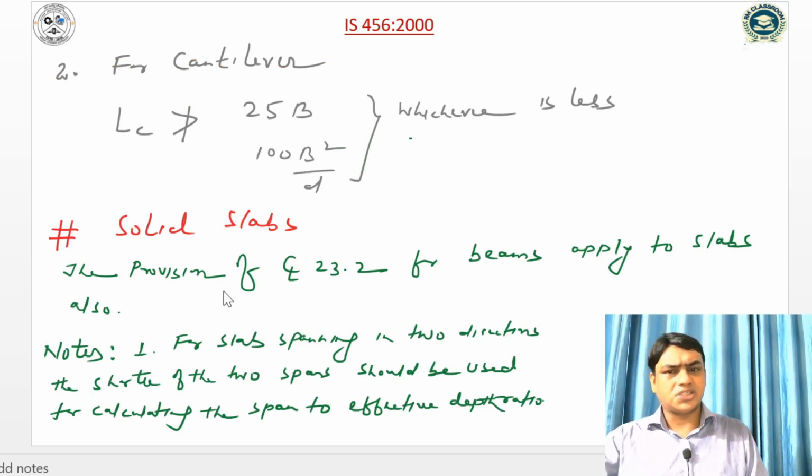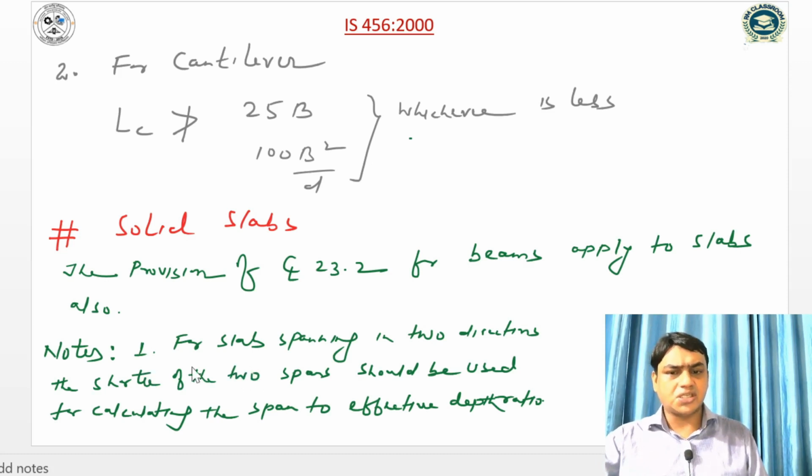For solid slab, the code suggests that the span to effective depth ratio for one-way slab will be the same as the beam. But in case of two-way slab, what is a one-way slab? If our larger span to shorter span ratio is greater than 2, then it is a one-way slab, and if the value is less than 2, then it will be a two-way slab. In case of one-way slab, the same provision we have to take as the beam, that is suggested in clause 23.2. But in case of two-way slab, we have to find the span to overall depth ratio, and for this span we have to take the minimum, the shorter span.